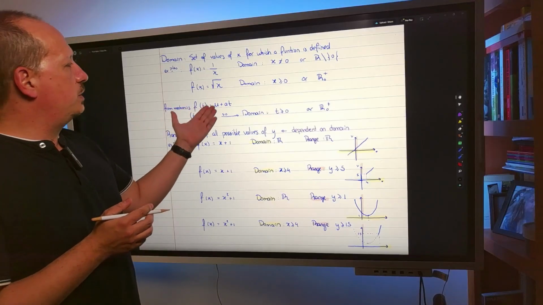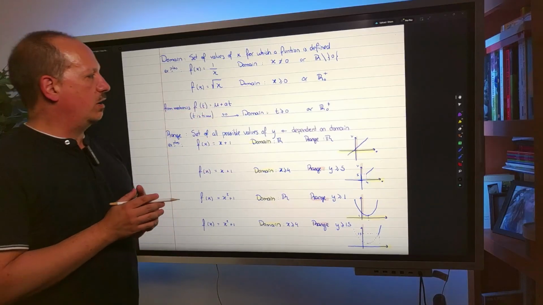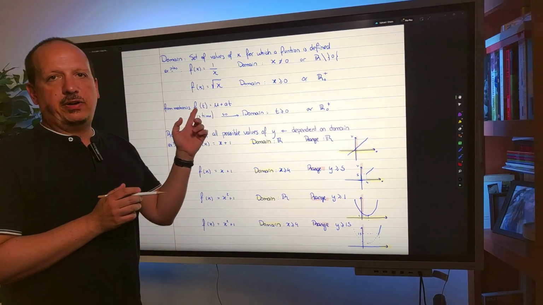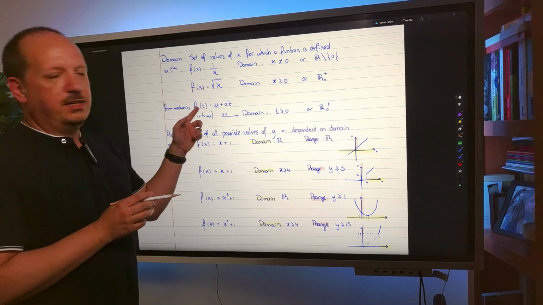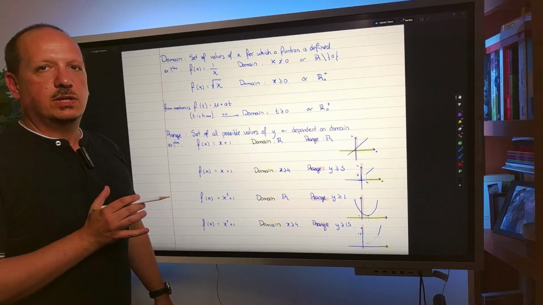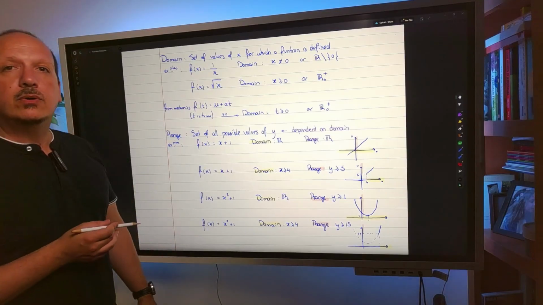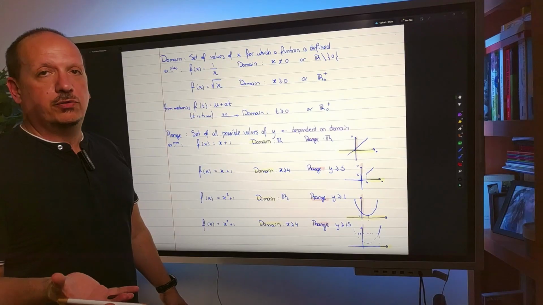f of t equals u plus at. This is one of the laws of motion, and your variable, your unknown, is t. U and a are numbers, okay? And t stands for time, okay? So what would be the domain over here?